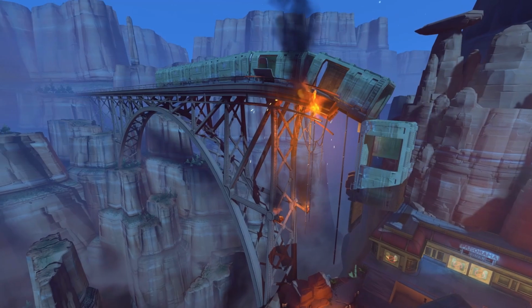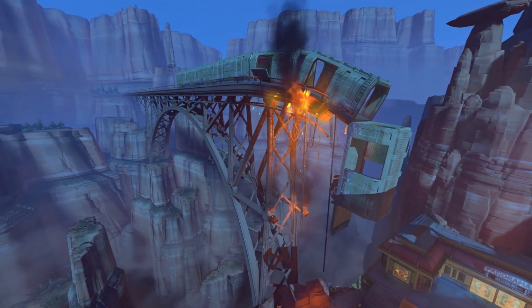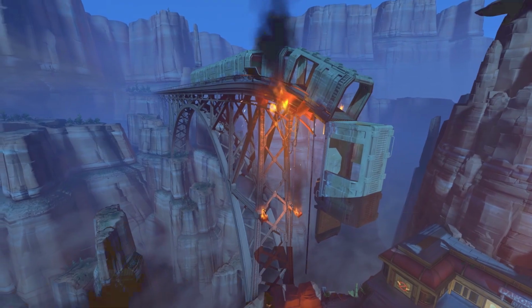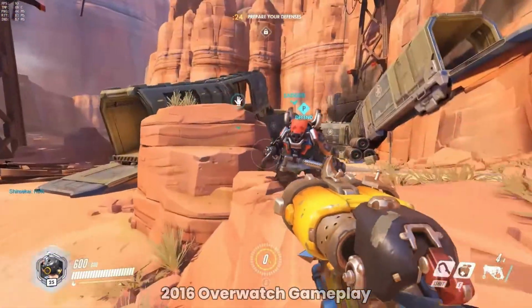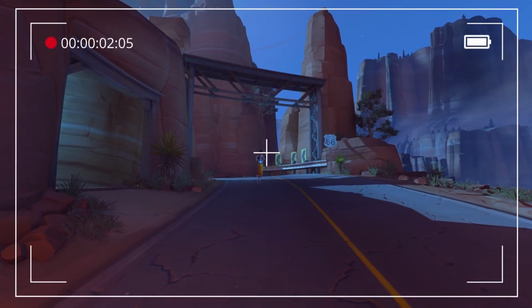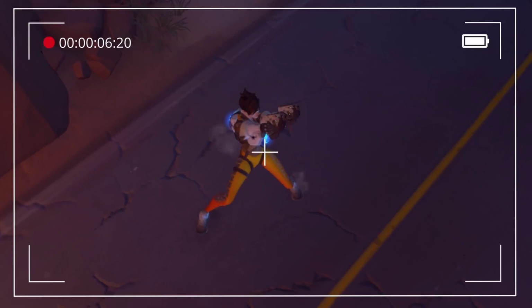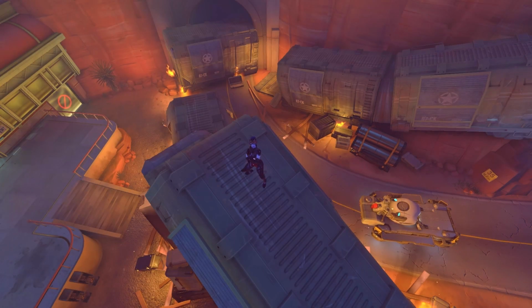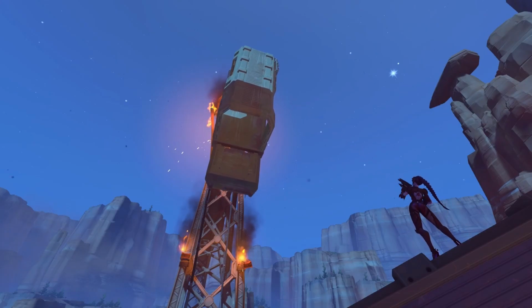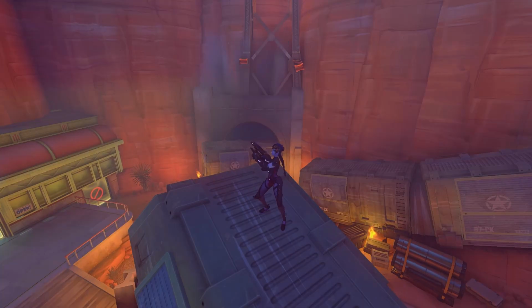The wrecked train on the first point of Route 66 is iconic to Overwatch. This map has been in the game since day 1 of Overwatch 1 back in 2016. This is very important because all of the returning players coming to Overwatch 2 from Overwatch 1 know that this train is out of bounds, and some of the new players who never played Overwatch 1 might think that this spot is reachable, but most of them should still understand that this spot is out of bounds.